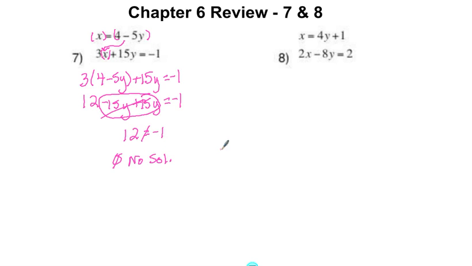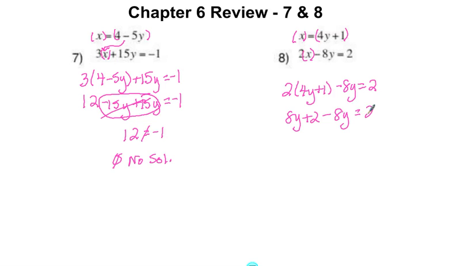Okay, because 12 will never be equal to negative 1. Now in the next one, we're going to do the same thing. So I'm substituting in for x. And I'm going to get 2 times 4y plus 1 minus 8y equals 2. So I get 8y plus 2 minus 8y equals 2.